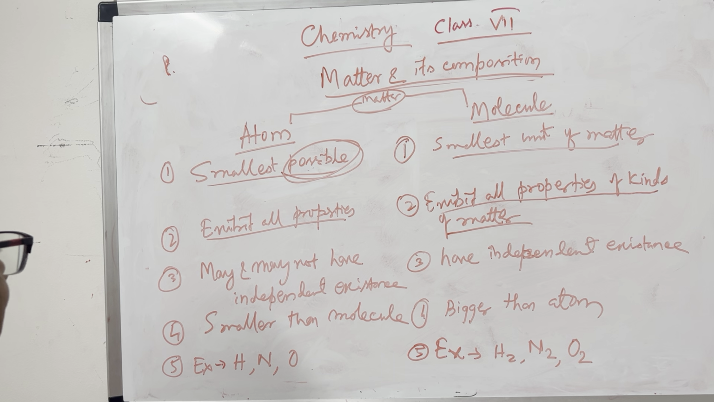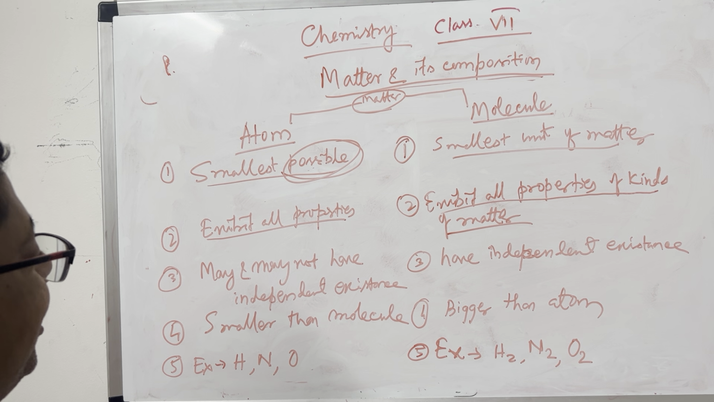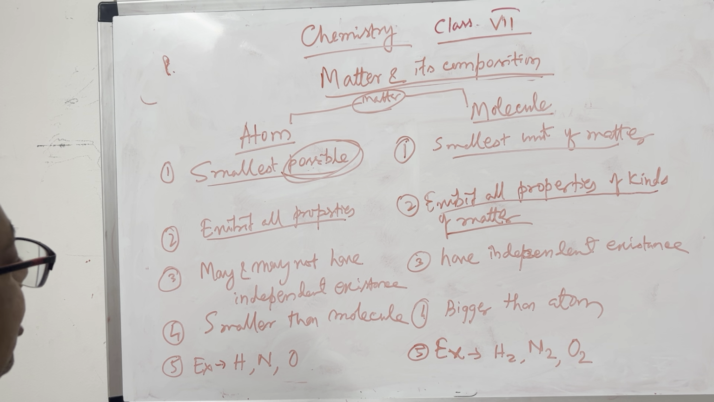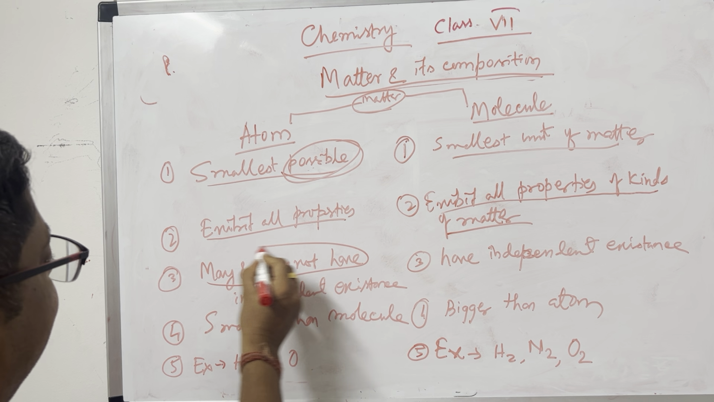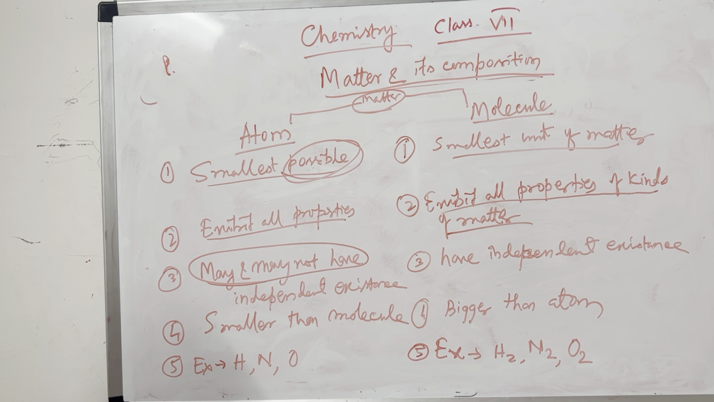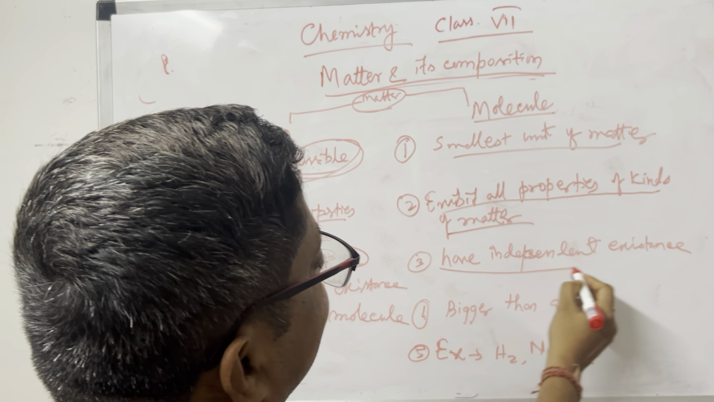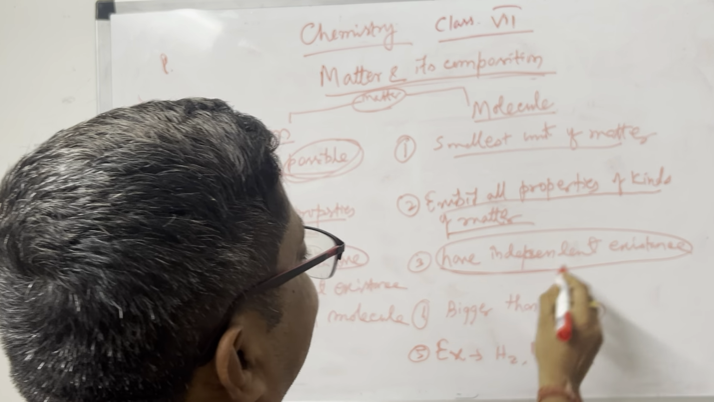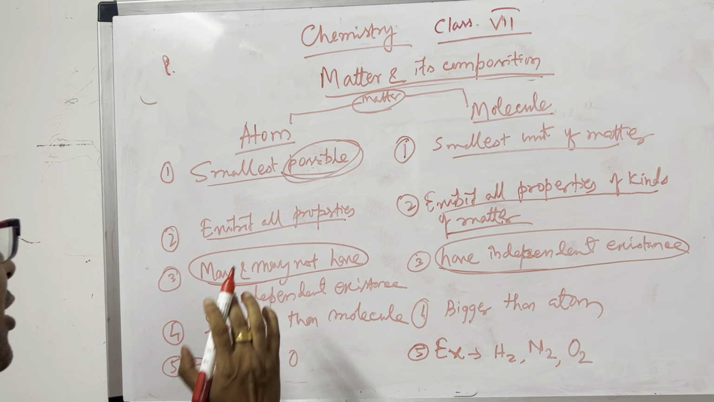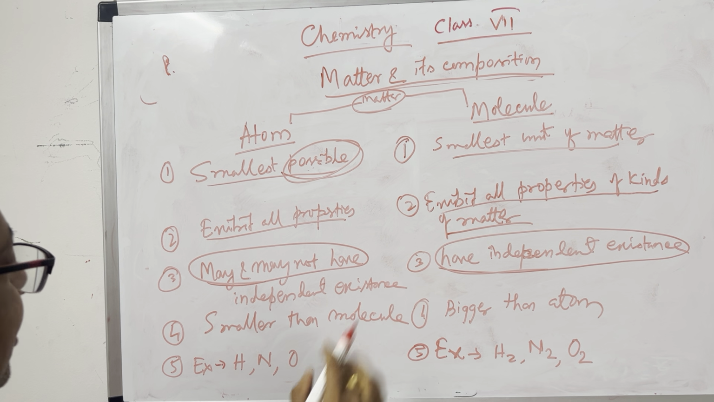Another important difference is that it may or may not have independent existence. That is not proven, that's why "may or may not have". This is important. To remember these words for the exam is very important. So, may or may not have independent existence. Here it is having independent existence. Here may or may not, but here certain.